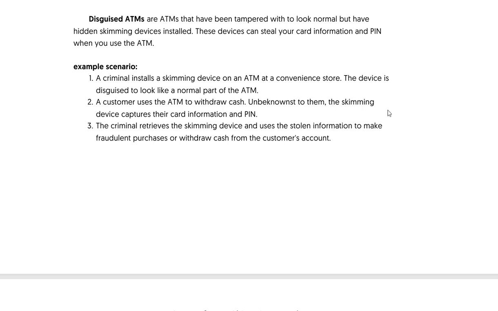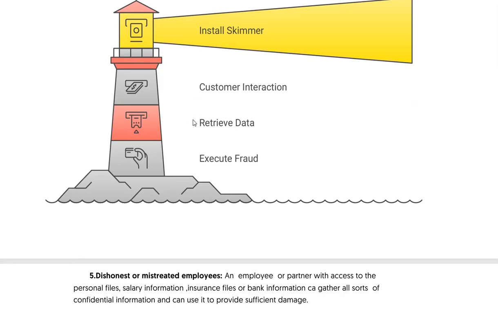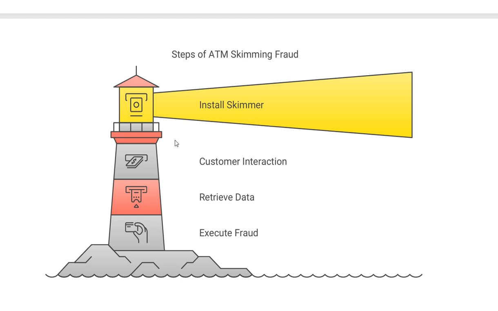So due to this skimming device which captures everything about the card, the criminal retrieves the skimming device and uses the stolen information to make purchases or withdraw money from the customer account. So these are the steps they will follow. They'll install the skimmer, then the customer interaction. The customer will just come as if there is no problem with the ATM. He'll retrieve the money. He'll take it.